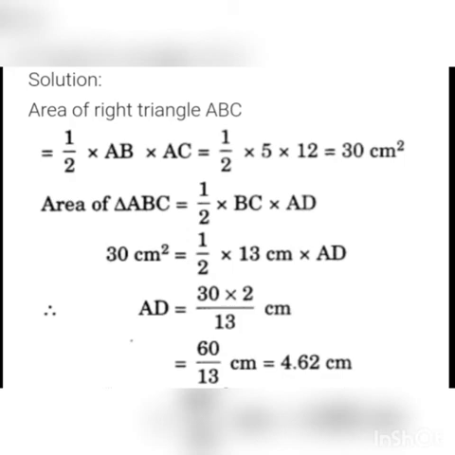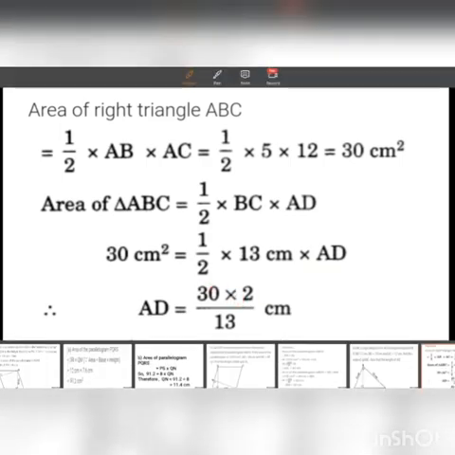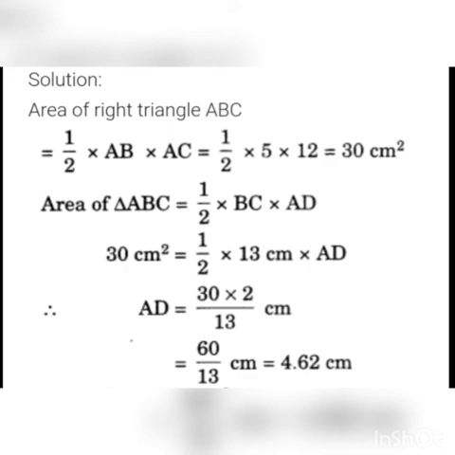Now solving for AD, taking first the 2 to this side. Here 2 is division, isn't it? 1 by 2 means 2 is in the denominator, so taking it to this side becomes multiplication. Then this 13 coming down, 13 is multiplication, so it becomes division. Now 30 into 2 by 13, solving you will get 4.62 centimeter. So this is how we are solving.